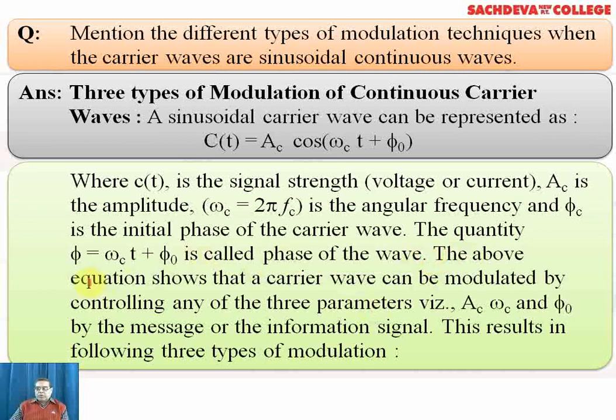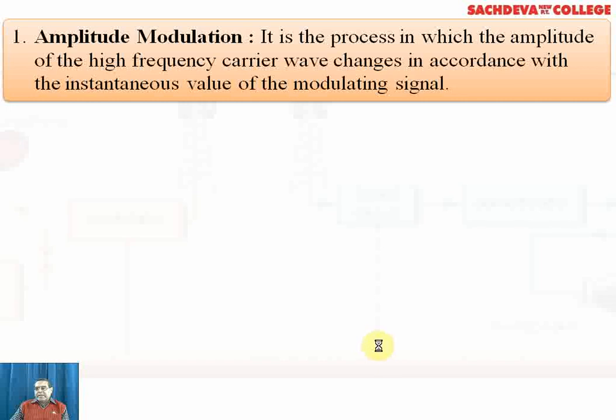The above equation shows that the carrier wave can be modulated by controlling any of the three parameters. So we have to control parameters like Ac, that is the amplitude of the carrier, ωc, the angular frequency of the carrier wave, and φ0, that is the initial phase. The phase can be given by the function 2πx/λ, where x is the path difference. So φ0 is controlled by the message or the information signal. This results in the following three types of modulation.